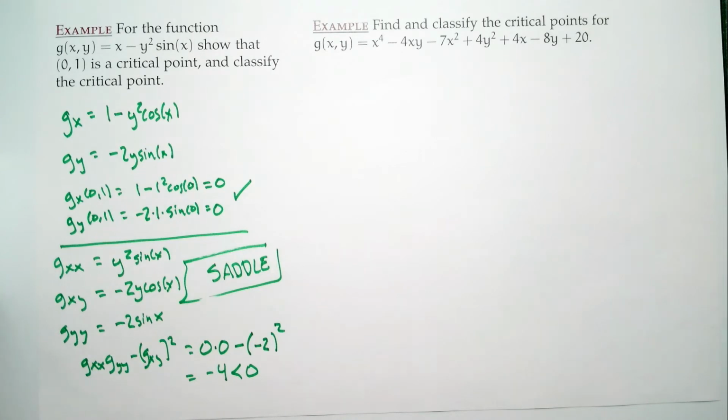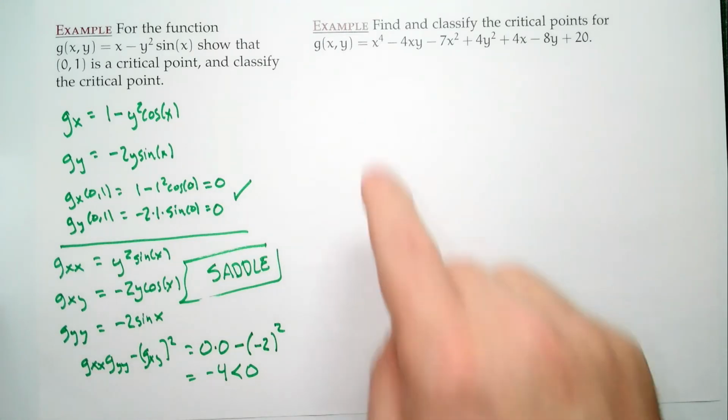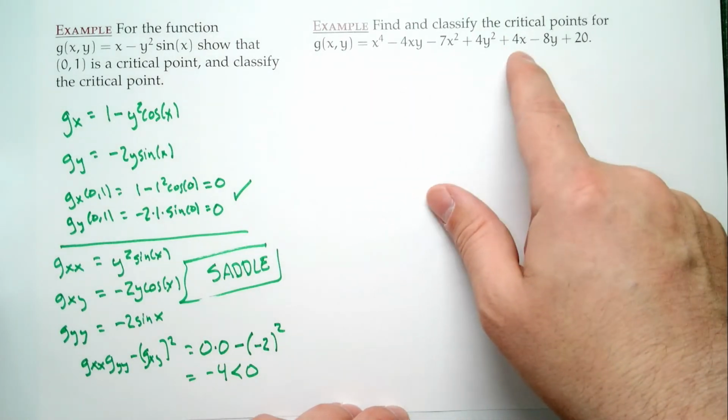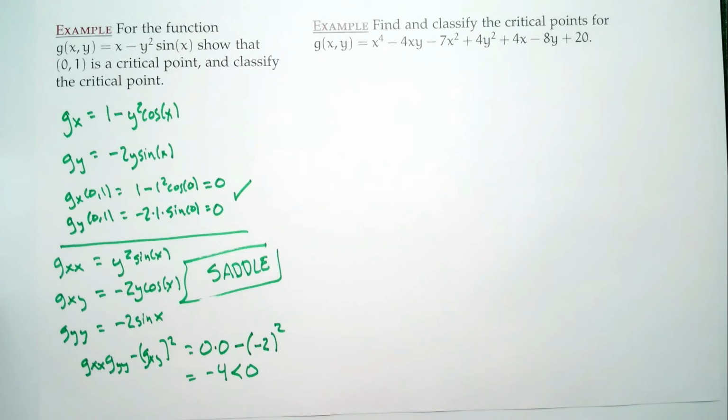Okay. Now, the next one. Find and classify the critical points for, oh my goodness, this one looks a little bit more interesting: x to the fourth minus 4xy minus 7x squared plus 4y squared plus 4x minus 8y plus 20.